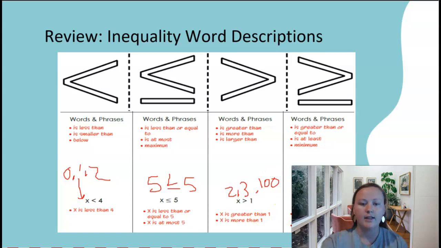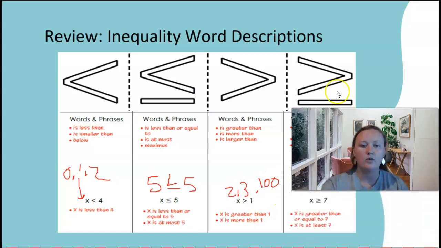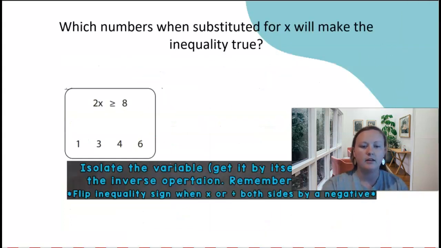And this is our greater than or equal to sign, okay? This says X is greater than or equal to 7. So we could put 7 is greater than or equal to 7, or X can be any number more than 7. Okay, so that is a review of our signs.